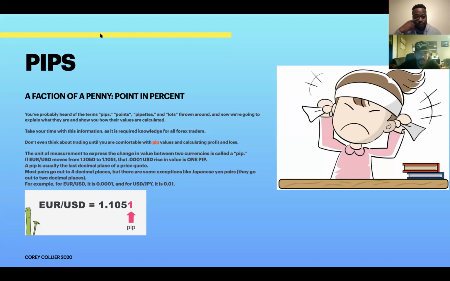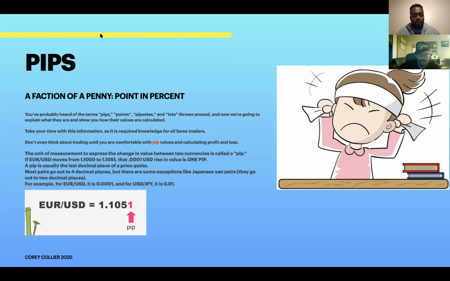The unit of measurement to express the change in value between two currencies is called the pip. If EUR/USD moves from 1.1050 to 1.1051, that 0.0001 United States dollar rise is one single pip. A pip is usually the last decimal place of a price quote. What I'm using in these examples is quoted to 4 decimals. MetaTrader 4, I believe, and TradingView quote to 5 decimals. That 5th decimal spot is called a pipette, and I'll cover that too.